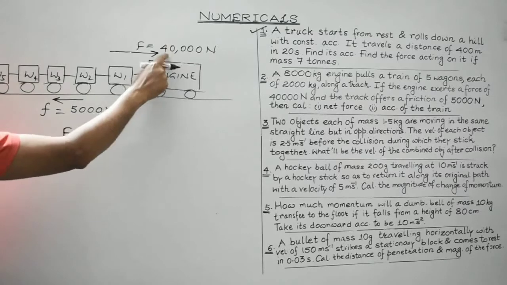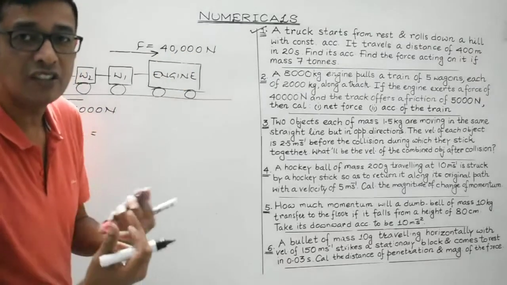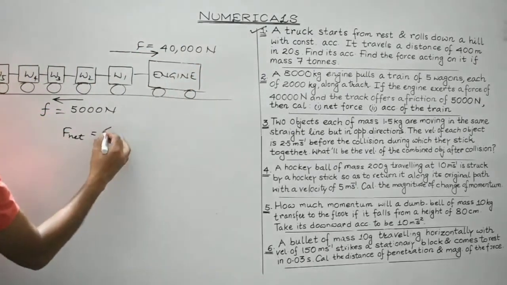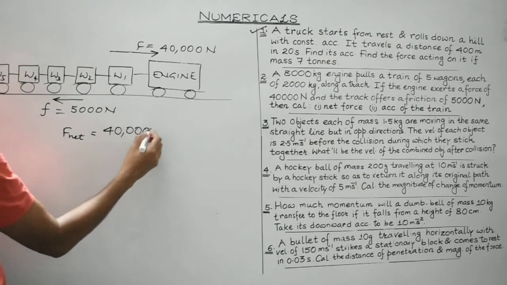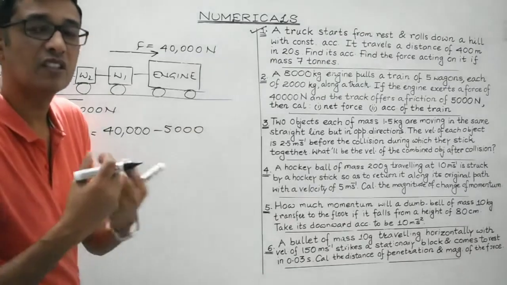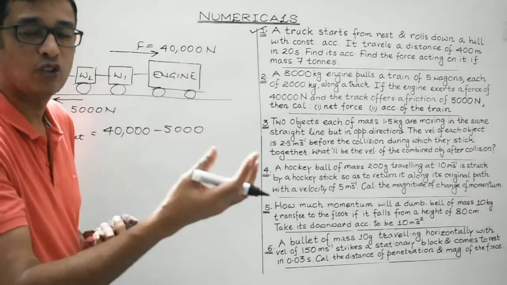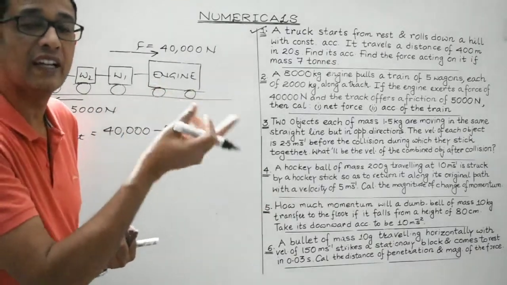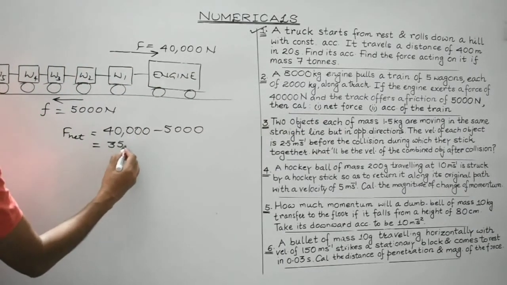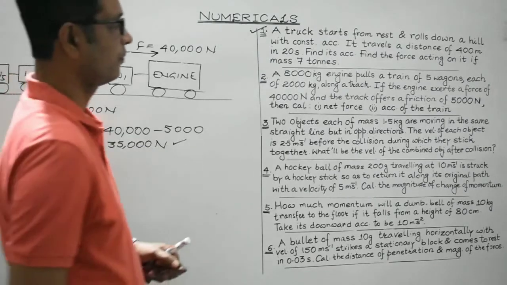This one is dominating over this, 40,000, this is 5,000. Both are oppositely directed, so they are opposing each other. And this being dominant, net force will act along that direction. And net force will be given by 40,000 minus 5,000. Why this negative sign? Because both the forces are opposing each other, right? So resultant would be dominant force minus the opposite force along the direction of the dominant force. That's the net force. So it will be equal to 35,000 Newton. So that's the answer of the first part.